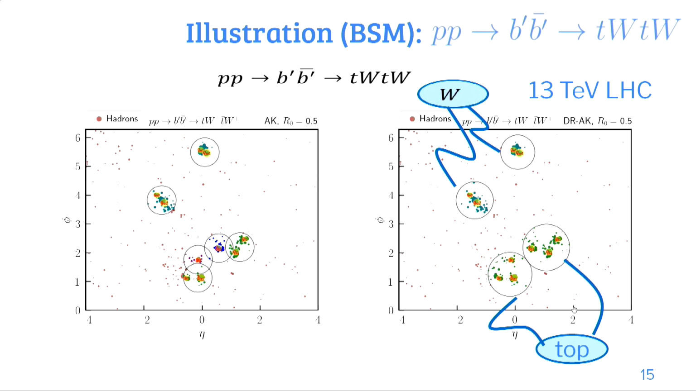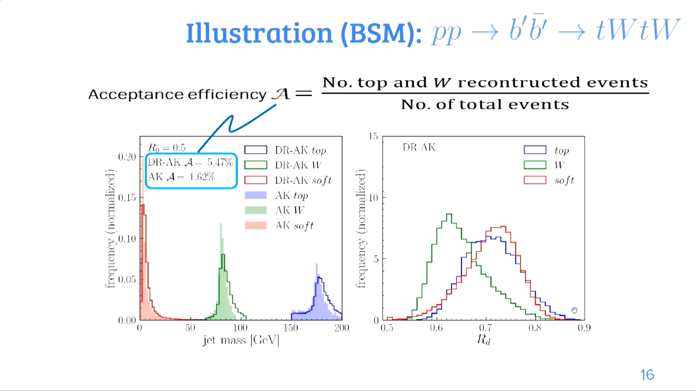This was the first illustration, and then the illustration from a different theory where we have 2 tops and 2 Ws. Here also on the left it is anti-kT with 0.5 radius, and the top would not be captured fully, whereas on the right side we could capture both the tops very effectively with this algorithm. Again we get a 4-fold or like 3.5-fold gain in the acceptance.